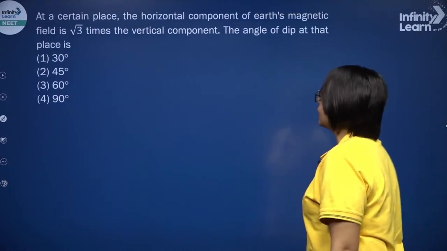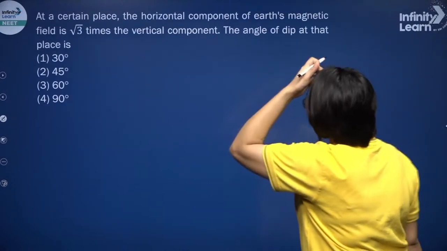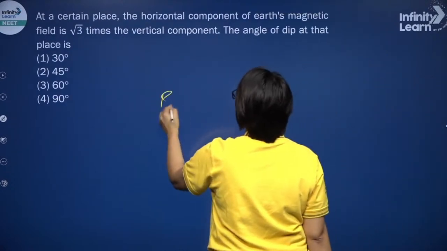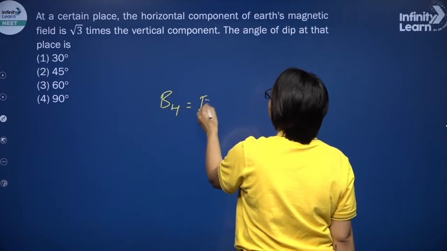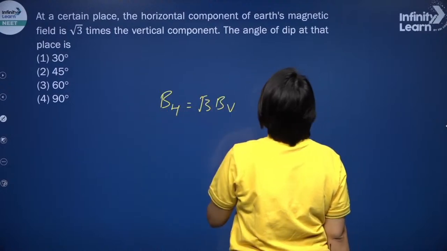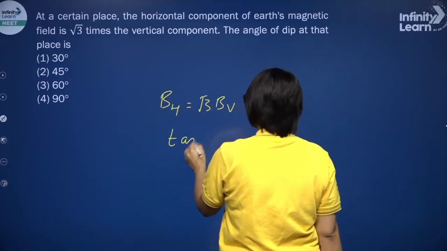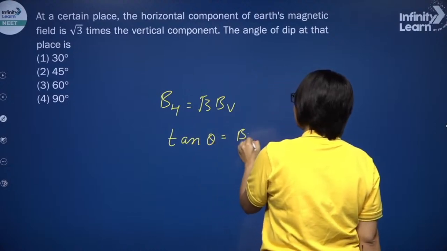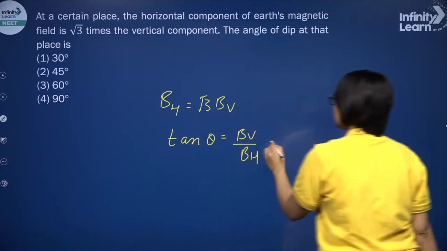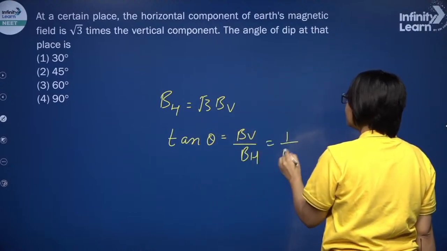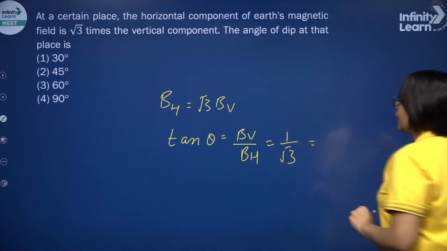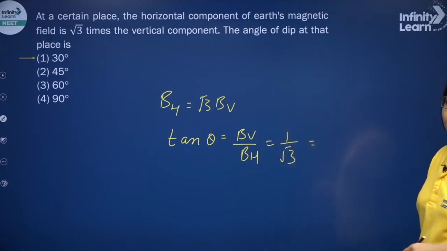Next is this one. At a certain place, the horizontal component of Earth's magnetic field is root 3 times its vertical component. Find the angle of dip. So tan theta is given as BV upon BH, and that is equal to 1 upon root 3. So tan theta is 1 upon root 3 when the angle is 30 degrees. So correct answer is 1.